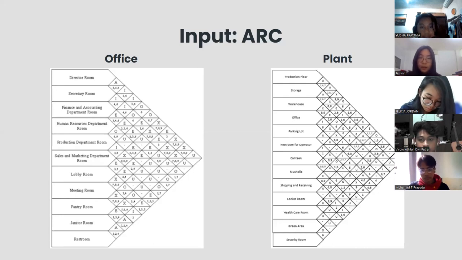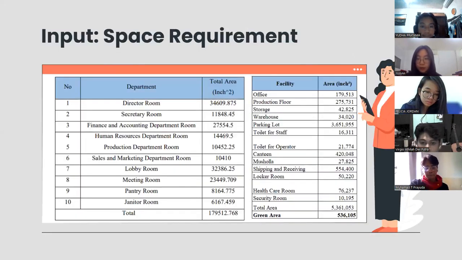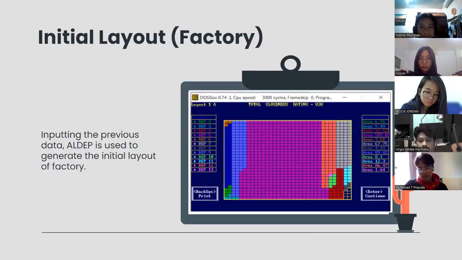First of all, we must input the data that have been determined in the previous project. Activity relationship chart, or ARC here, explains the relationship between departments, while the space requirement here determines the area needed for each department. By inputting this data, we use LDAP to generate the initial layout of the factory as shown in the figure on the right.